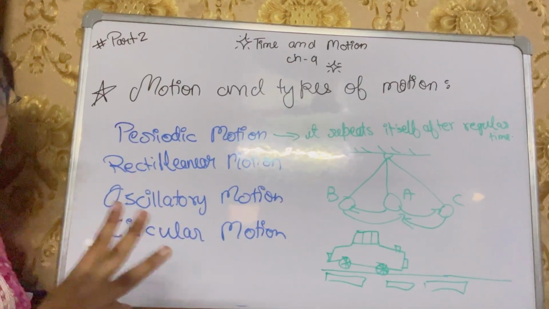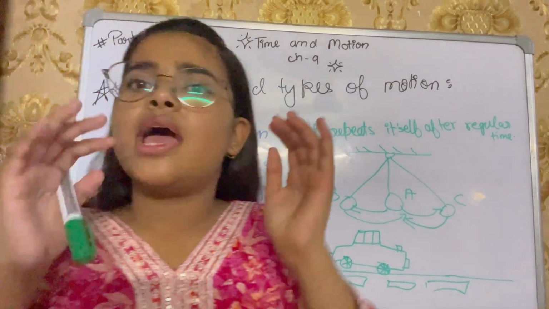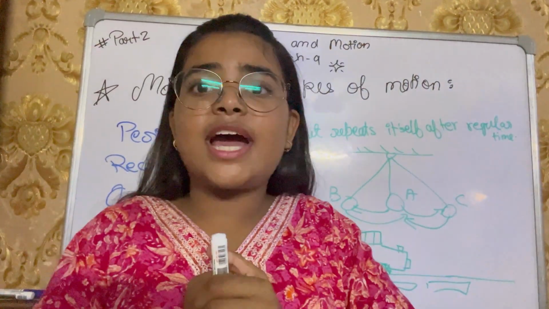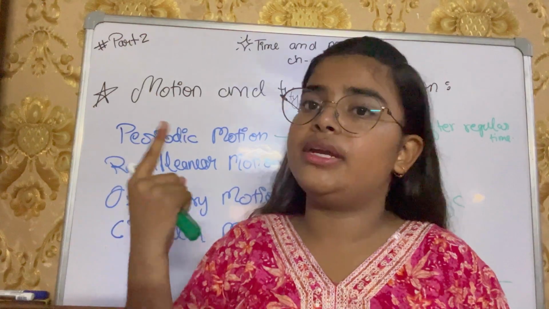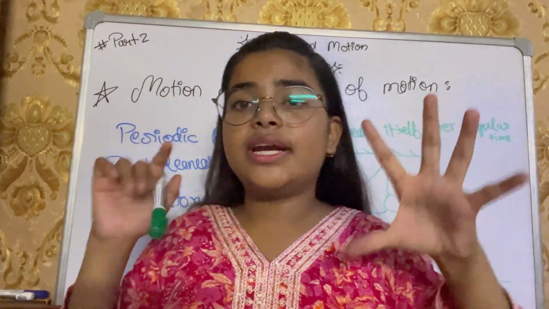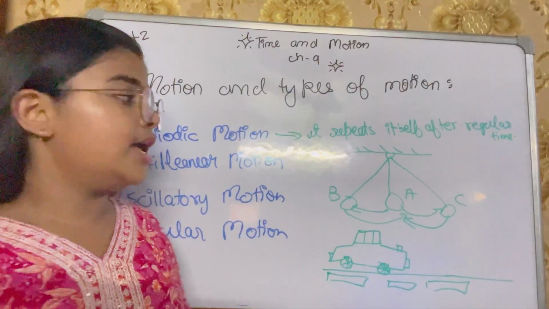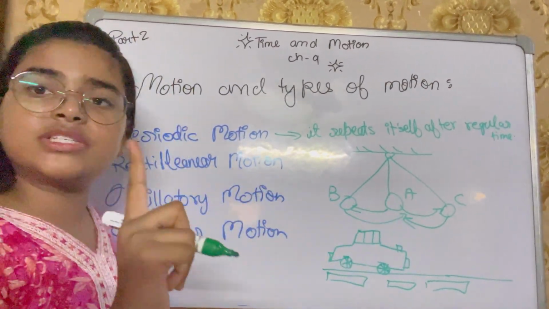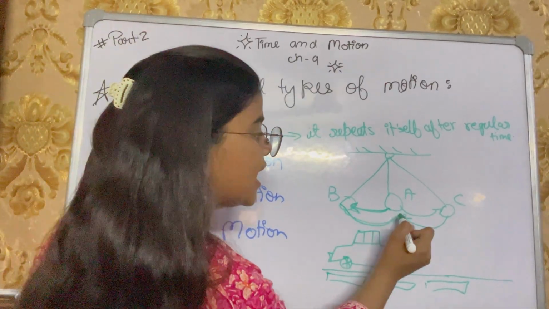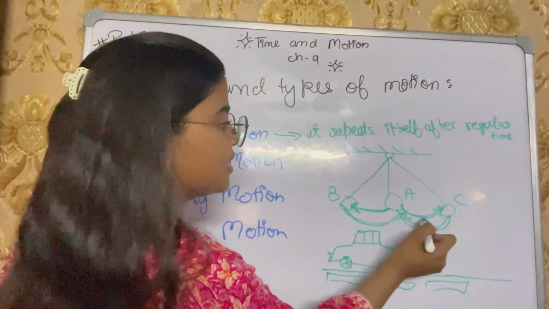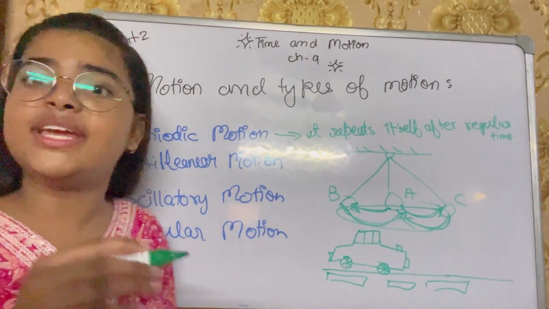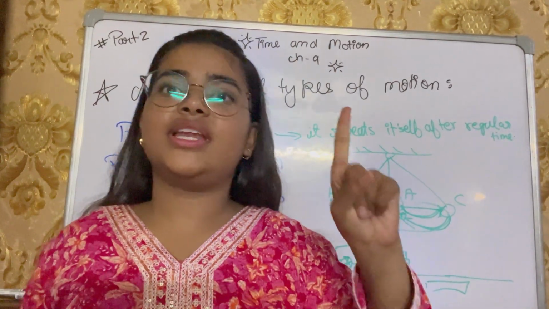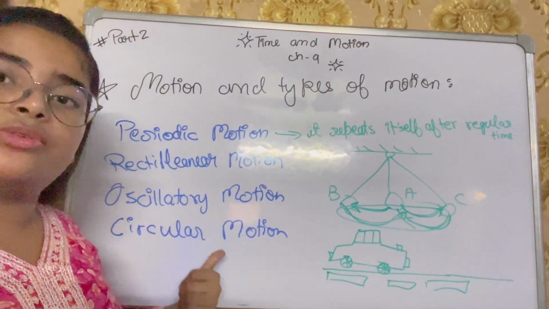Now let's come to the third motion, which is oscillatory motion. Basically we get confused between periodic and oscillatory motion. Periodic motion, as I told you, repeats itself after every regular interval of time. But oscillatory motion can be the example of a pendulum only. One oscillation is complete when it goes A to B, B to A, again A to C, and then again C to A. This is how an oscillatory motion works.